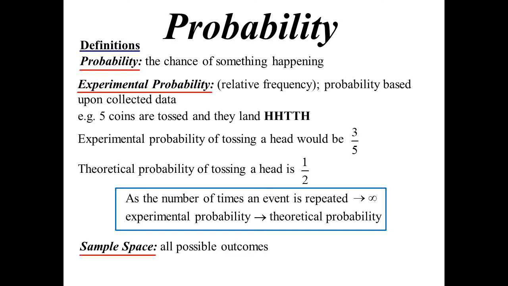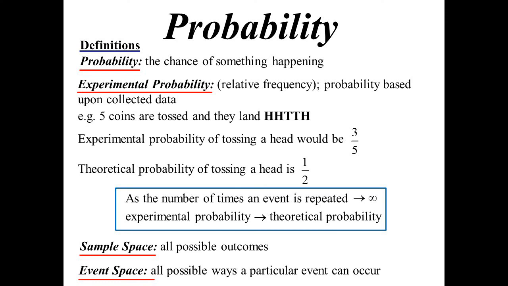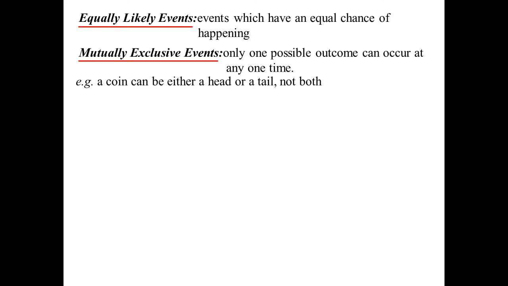Sample space, well, that's all the possible outcomes that we could have. That's what we call our sample space. And event space is the number of different ways the particular outcome we're interested in could happen. Equally likely events, well, they're just things that have the same probability of happening. So a head and a tail, they're equally likely. Geez, we come up with some good names, don't we?